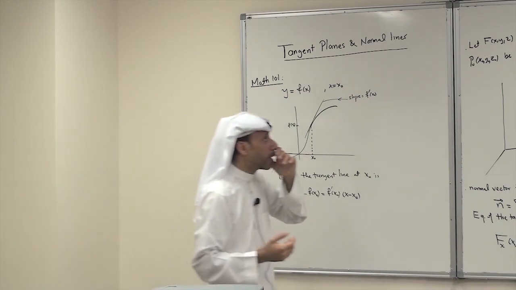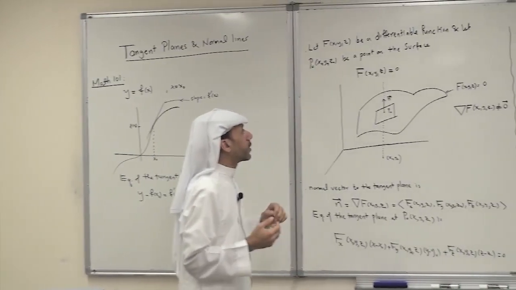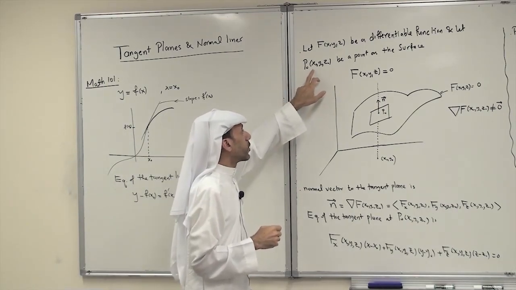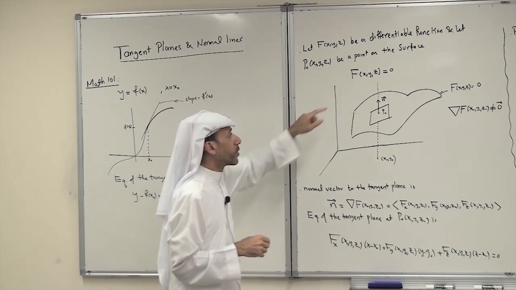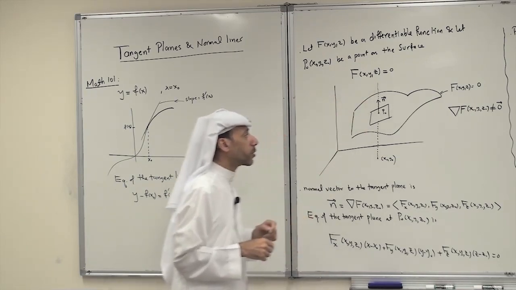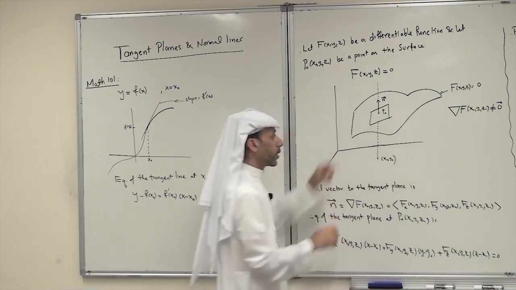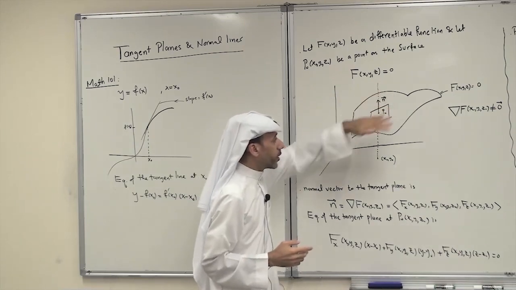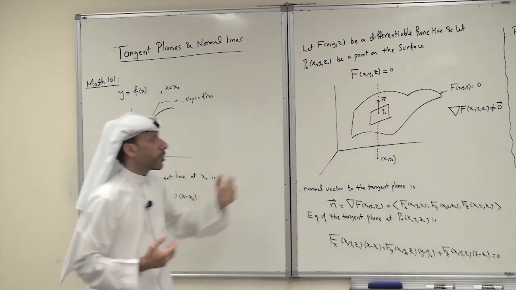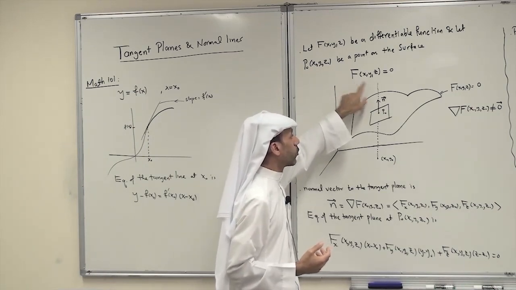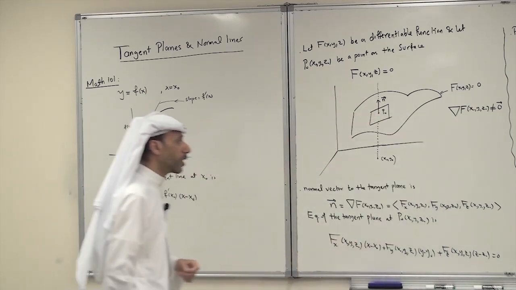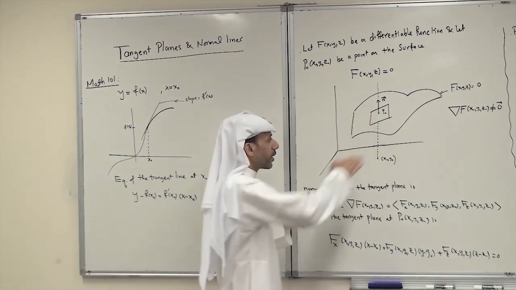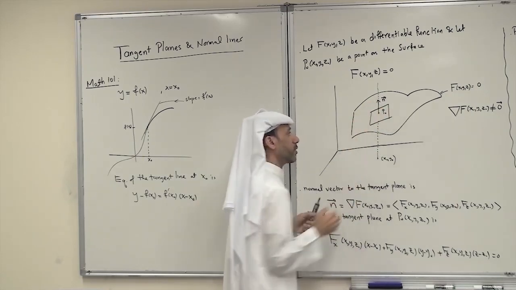So we have the following here. Let f of x, y, z be a differentiable function of three variables, and let B0 = (x0, y0, z0) be a point on the surface f of x, y, z equals 0. So we have a surface whose equation is f of x, y, z equals 0. We have a point B0 on the surface, and we assume that the gradient of f at the point x0, y0, z0 is not equal to the 0 vector. At this point, we need the equation of the tangent plane. So this is the tangent plane.